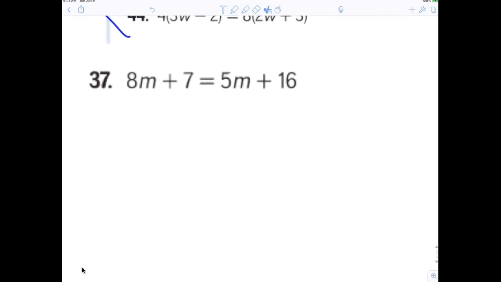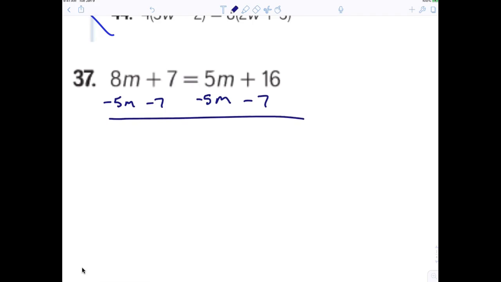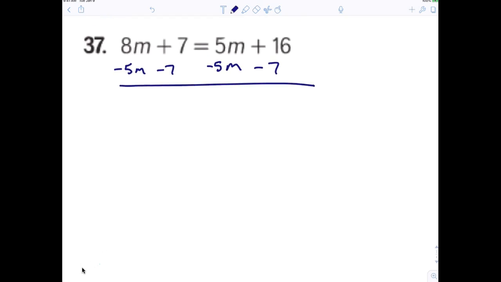All right, now here's where I think variables on one side, numbers on the other. Does everybody agree with that? All right, so here's what I would like for you to do. Minus 5m, minus 5m, minus 7, minus 7. Did everybody see that? And so now we're left with what? 3m. So m equals 3. Everybody pretty good with that?